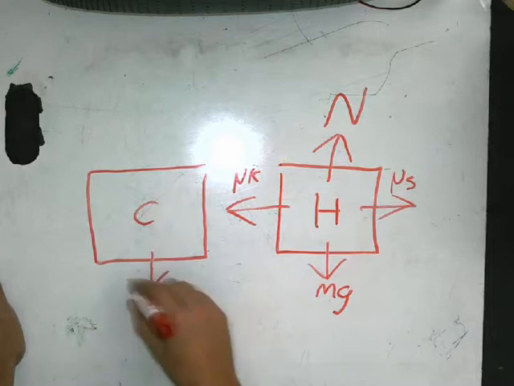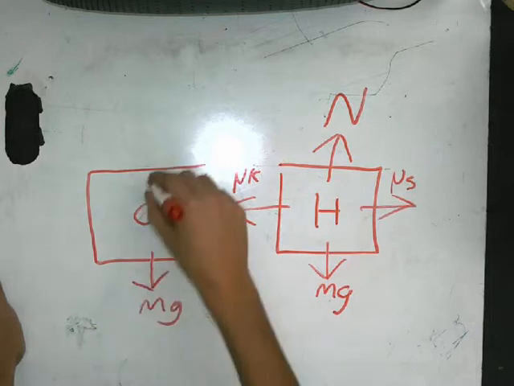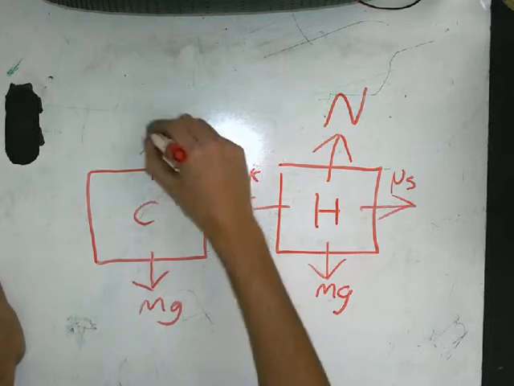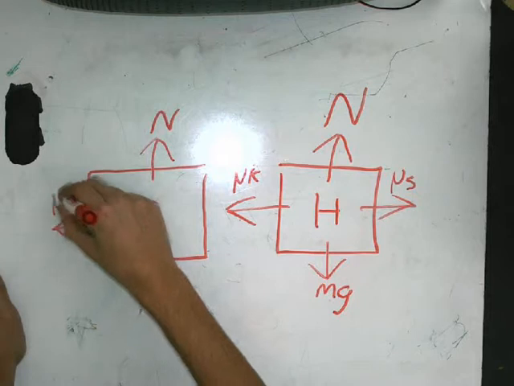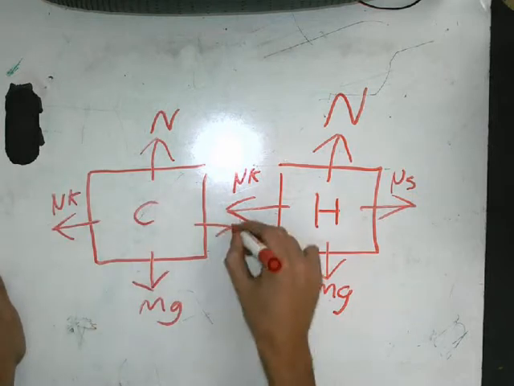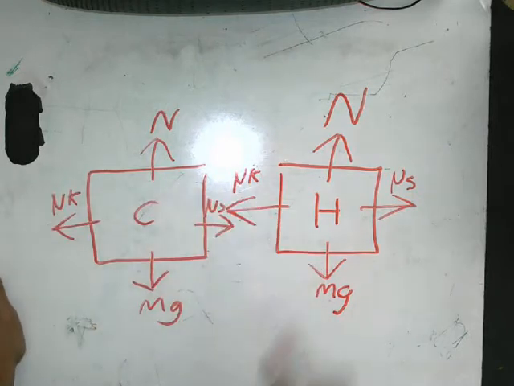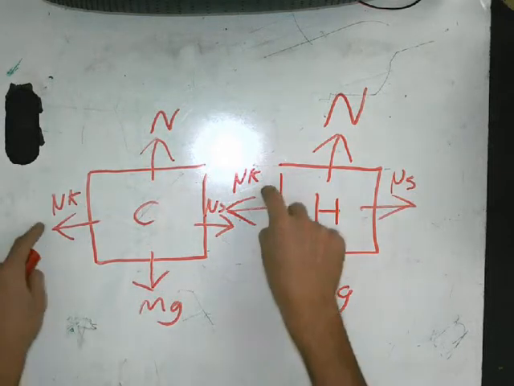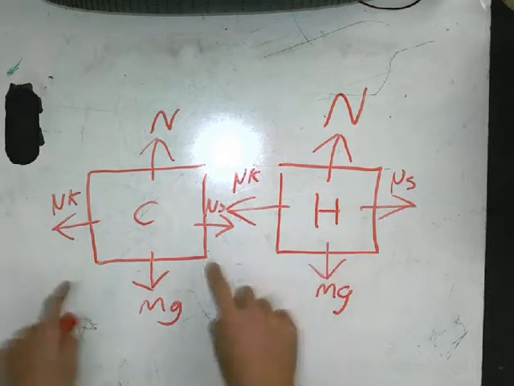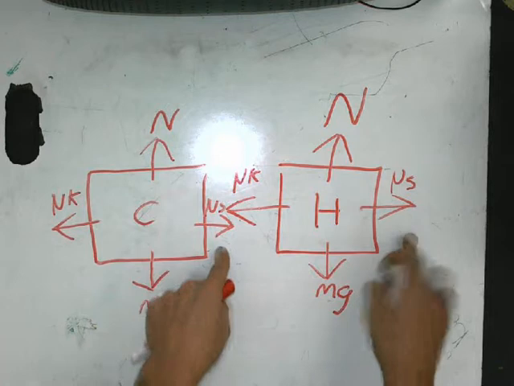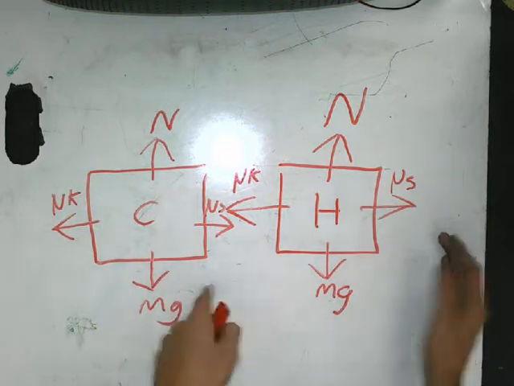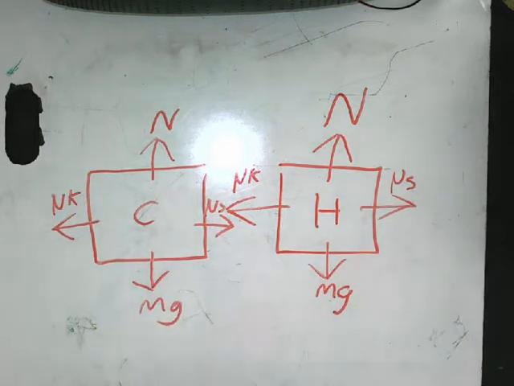So we have gravity, we have the normal, we have mu k, and we have mu s. These mu k's are equal because it's the kinetic friction of the cart pulling on the horse, and these mu s's are equal because it's the static friction of the horse pulling on the ground, which then pulls on the cart. So the question is how are we going to explain to the horse that it'll end up moving forward?